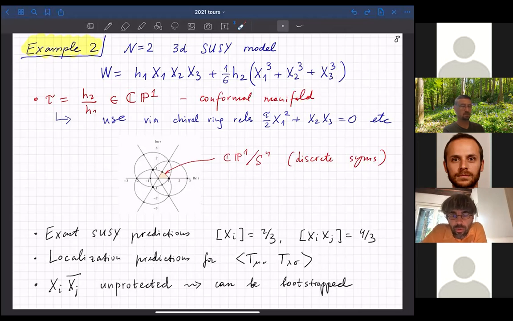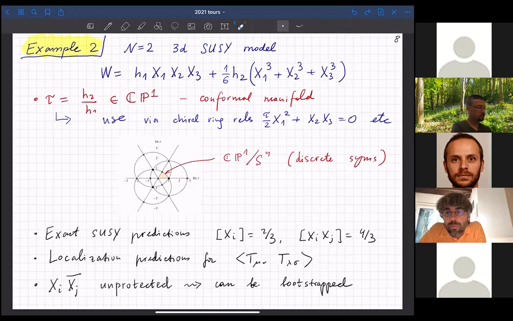Well, because from exact SUSY predictions, you, for example, know the scaling dimensions from R-symmetry. You know the scaling dimensions of these chirals in the infrared. For example, you know that xi has scaling dimension 2/3 in the infrared. xi xj, again, is a chiral primary, has dimension 4/3. There are some other things that you can compute exactly about this theory. For example, you can use localization techniques to predict the 2-point function of the stress tensor of this theory.